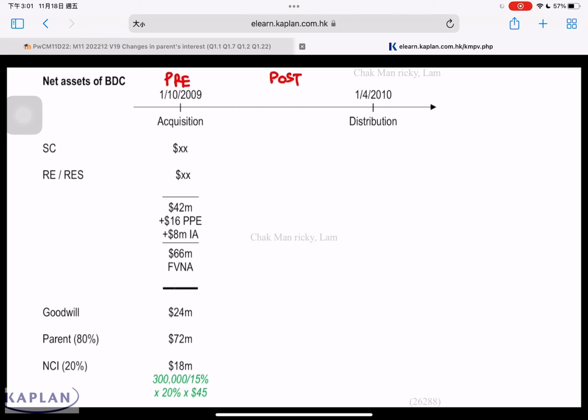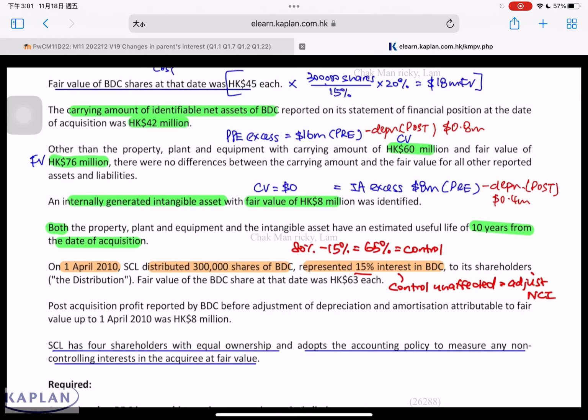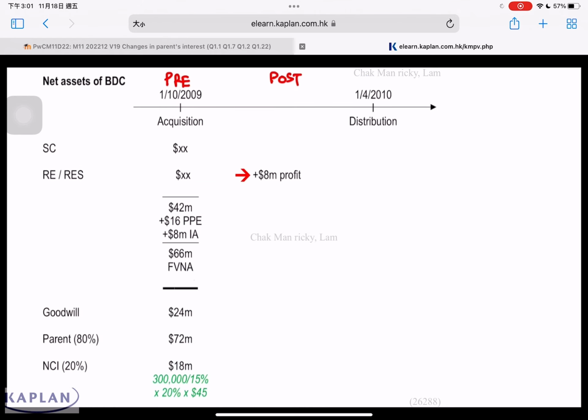The post column is from 1st October to 1st April, so we are looking at only 6 months. For these 6 months, BDC reported a profit of $8 million before accounting for depreciation and amortization. The profit is $8 million for these 6 months.